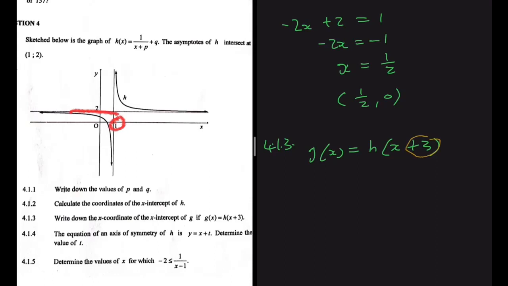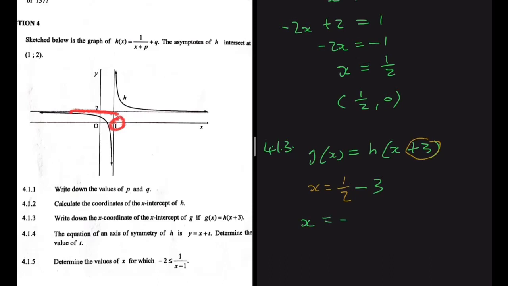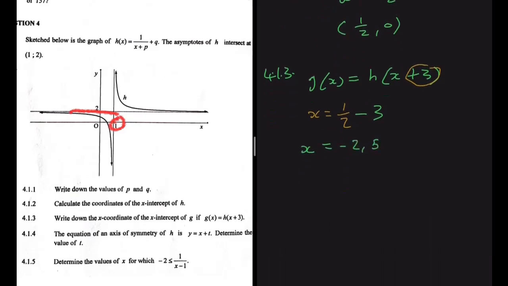So if the x-intercept was at 1 divided by 2, now we have to move it 3 units to the left. How can we move it 3 units to the left? We say 1 divided by 2 minus 3. That's exactly what you're going to say. If we compute this, x is equal to 1 divided by 2 minus 3, which will be equal to minus 2.5. So the new x coordinate of the x-intercept will be x equals minus 2.5, because we have moved h of x 3 units to the left.